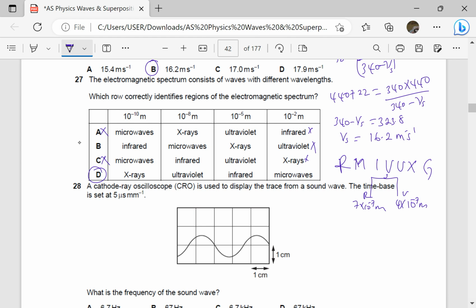So it means we have eliminated 10 power negative 10 for microwaves and for X-rays because they are on the other side. So the power of 10 must be bigger or a small negative number. But now we have the extreme end, I have 10 power negative 2. 10 power negative 2 is microwaves, it can't be infrared. That's why I went straight away to D.